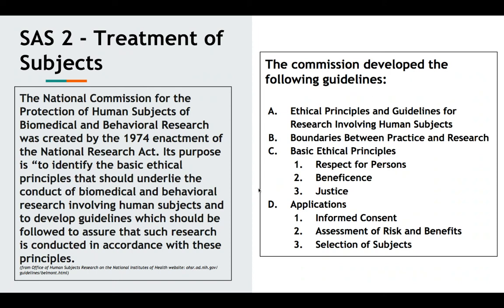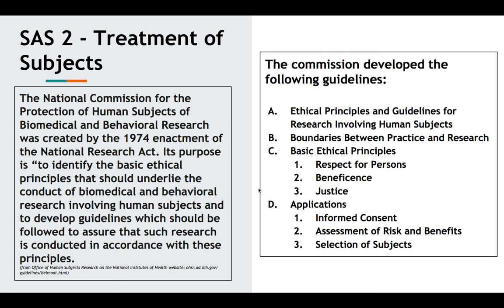This commission had a purpose to identify the basic ethical principles that should underlie the conduct of biomedical and behavioral research involving human subjects, and to develop guidelines which should be followed to assure that such research is conducted in accordance with these principles. This is from the Office of Human Subjects Research on the National Institutes of Health website, and it shows the website down at the bottom. The commission developed the following 4 guidelines. A, ethical principles and guidelines for research involving human subjects. Really, that's a title. I don't know why it's considered a subject, but it is. B, boundaries between practice and research. We're not going to go into details on those 2 subjects.